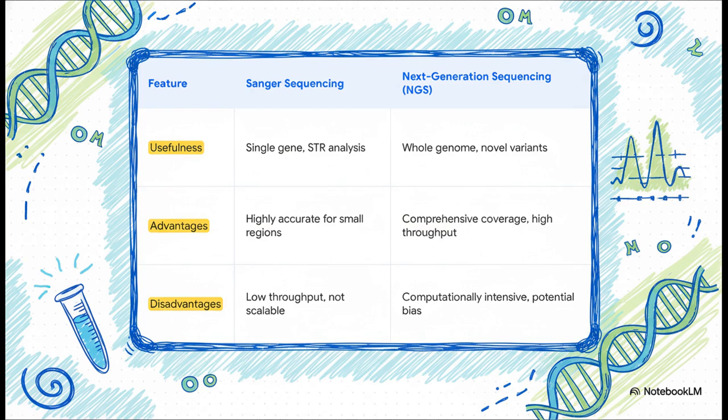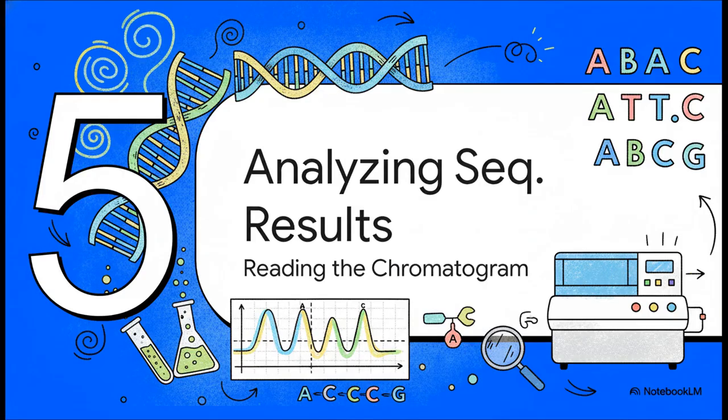If you need to confirm one specific mutation in one gene for a patient, Sanger is your gold standard for accuracy. But if you're trying to find brand new genes linked to a disease by sequencing the entire genomes of thousands of people, well, there's just no way you could do that without NGS. All right, the machine has done its job, and it spits out some data. For Sanger sequencing, that data comes in the form of a chromatogram, and knowing how to read one of these and how to spot when things go wrong is an absolutely essential skill.